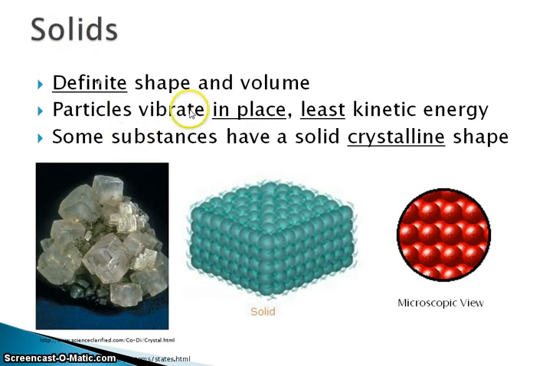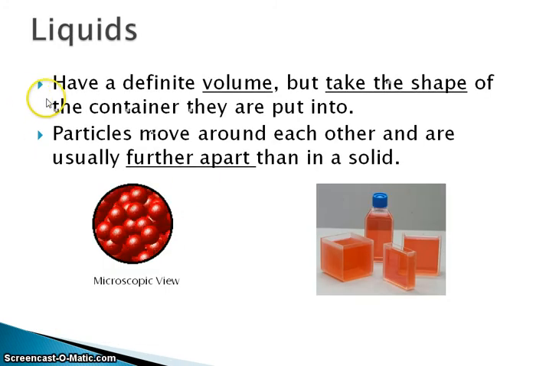Solids have a definite shape and volume, and these particles vibrate in place, like in this picture here. There are crystalline solids as well as other solids called amorphous solids, but there is a regular pattern when we have a solid, and the particles are close together and do not move much. In a liquid, there is a definite volume, but they'll take the shape of the container they're put into, like in these examples here. And the particles are further apart than in a solid, and they're moving faster.